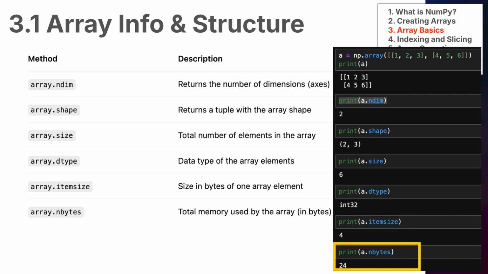Finally, nbytes, total memory usage. It outputs 24 because there are 6 elements and 4 bytes each. It's the total memory used by the array in bytes. It helps when working with large datasets and tracking memory.